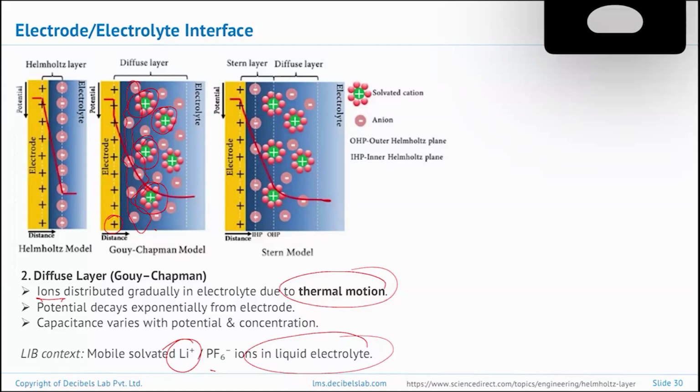That SEI is a porous thin film. It's not like a double layer. It's a thin film made up of some inorganic lithium salts, lithium ethylene dicarbonate, and a mixture of various components. A thin coating is formed, and that should be permanent. That is very important because of the role of SEI.